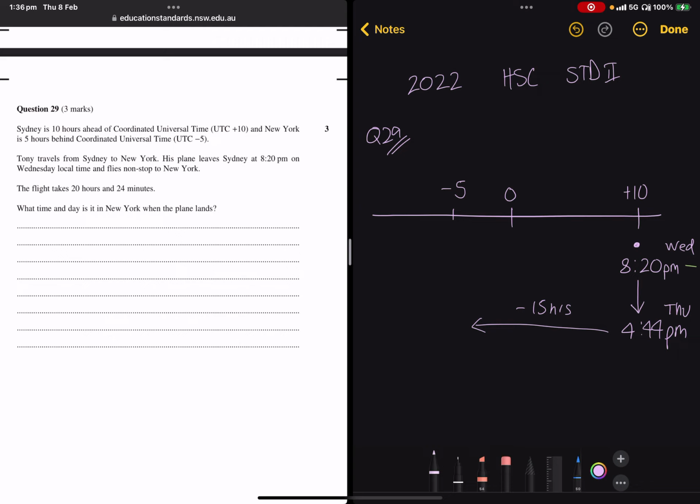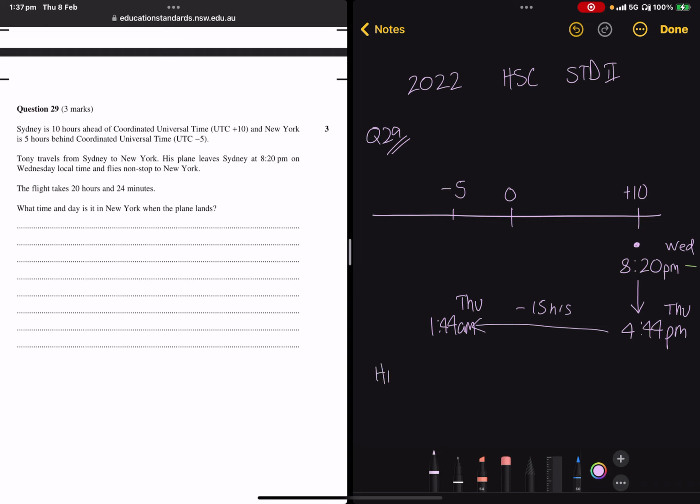If we subtract 12 hours from that, that gets us to 4:44 a.m. If we subtract another 3, that gets us to 1:44 a.m. So the time will be 1:44 a.m. and it will be Thursday. Thursday's just starting, right? So 1 hour 44 minutes into Thursday, but this will be the time.